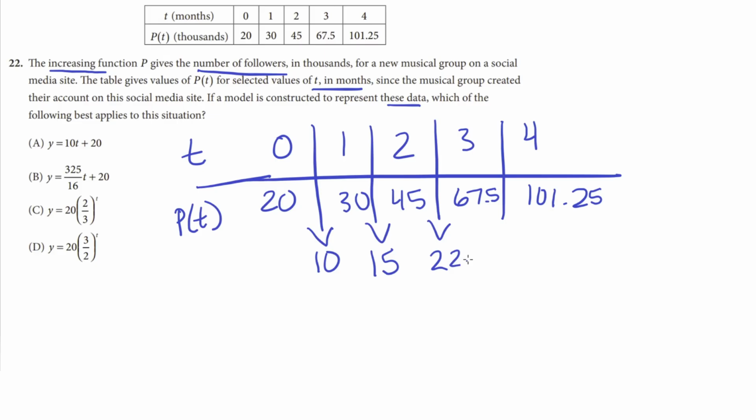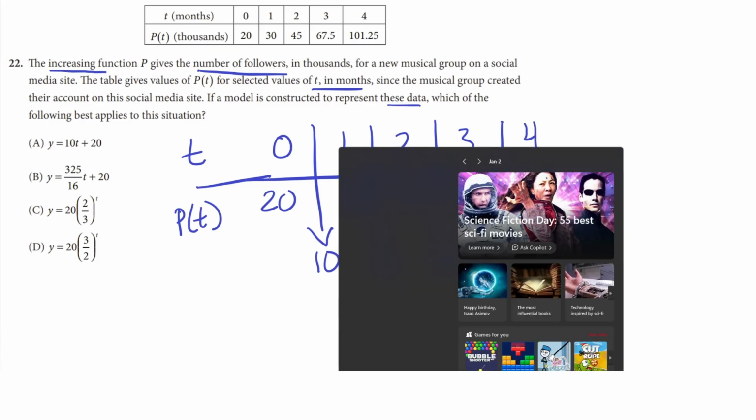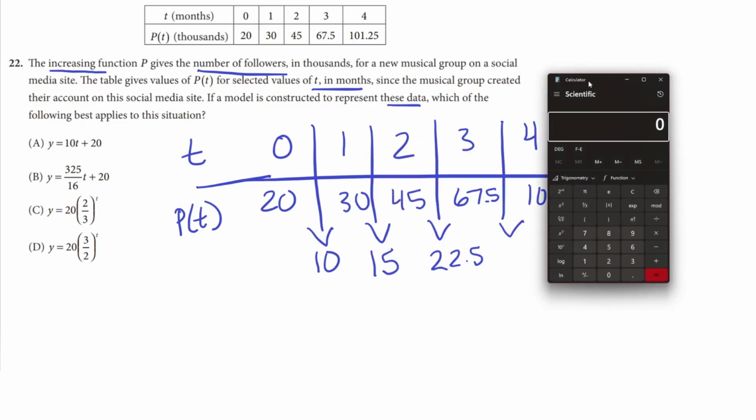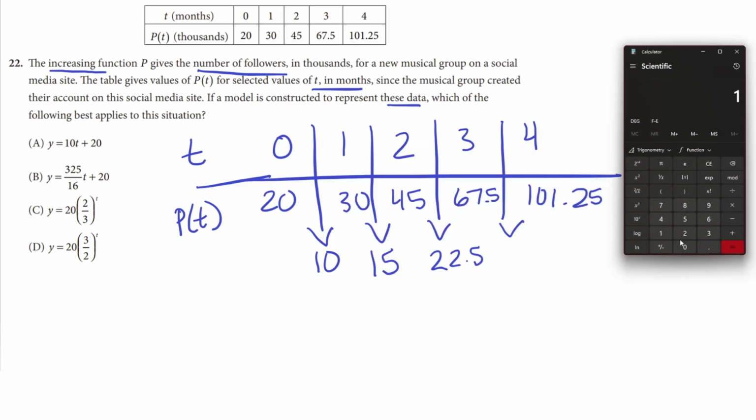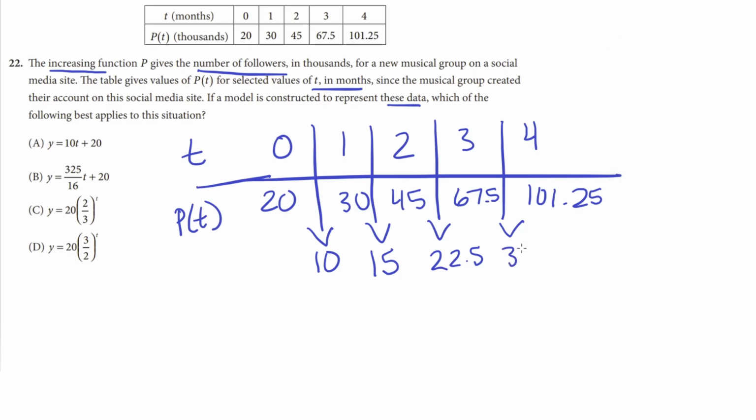22.5. And then from 67.5 to 101.25, we can just quickly calculate that. 101.25 minus 67.5 gives us 33.75.